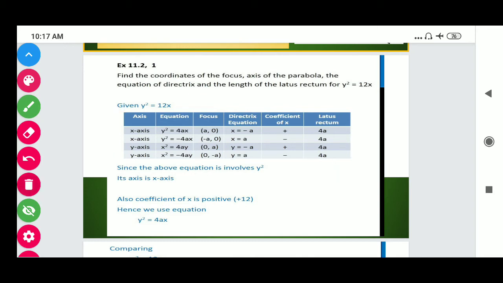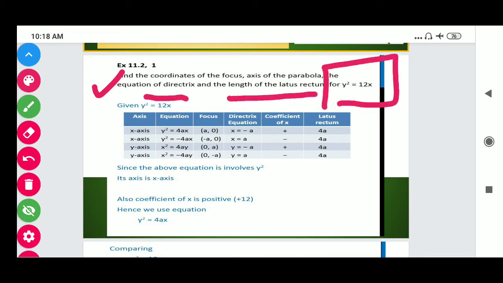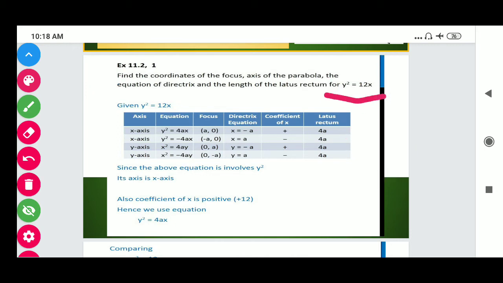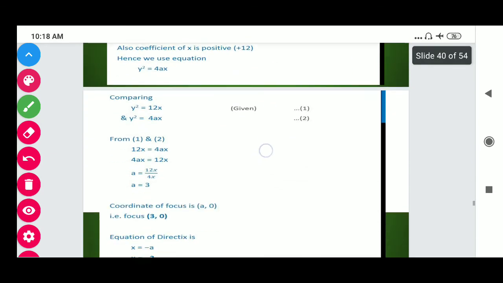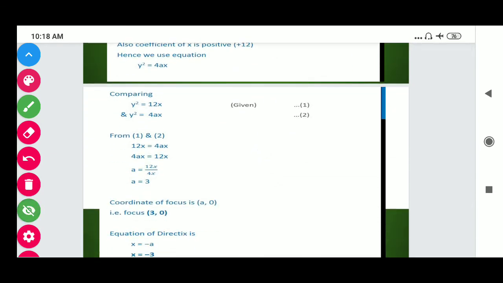So let's start. Find the coordinates of the focus, the axis of the parabola, the equation of the directrix, and the length of the latus rectum for y square = 12x. Students, we first find the value of a only. After determining the value of a, we can calculate all the required results. So here we compare y square = 12x with y square = 4ax. On comparing, we get a = 3.